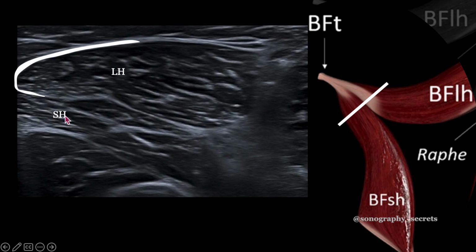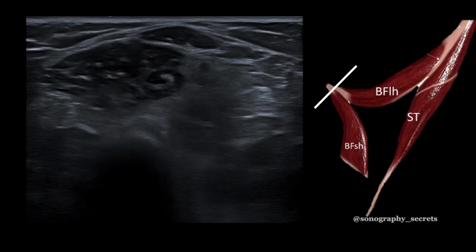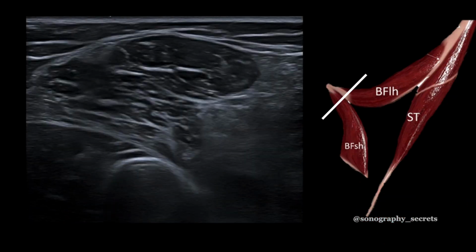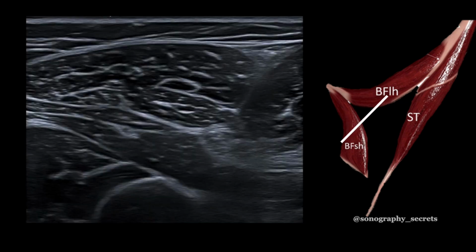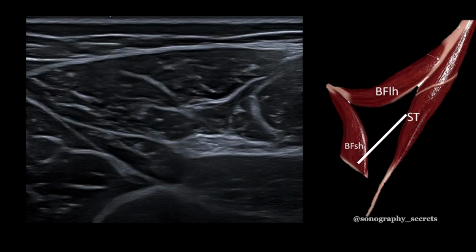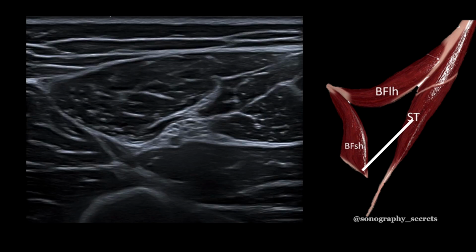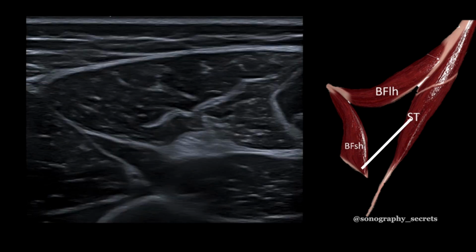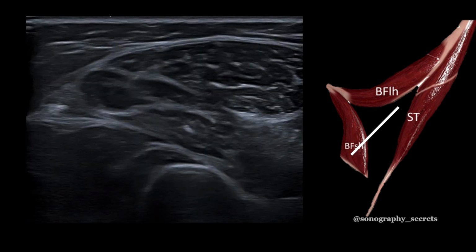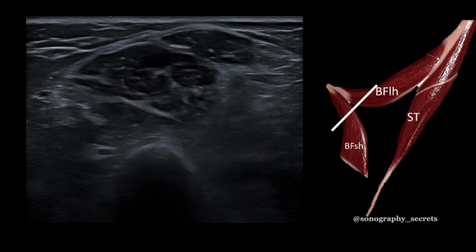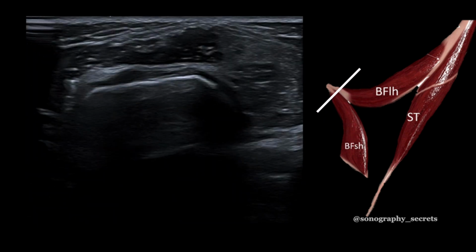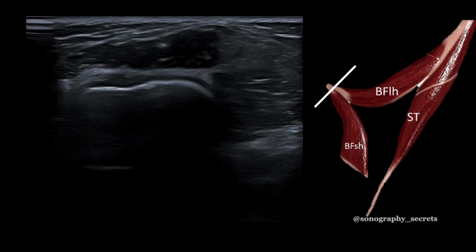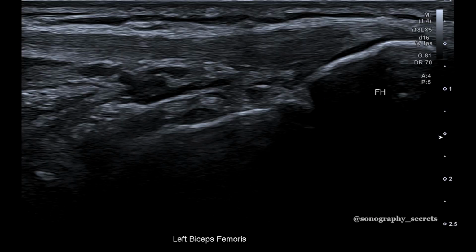Now, short head doesn't go all the way to the ischial tuberosity. It will insert onto the linea aspera of the femur. So as we scan up, we can see short head and long head. Short head will insert onto the linea aspera of the femur at this point, and then I'll scan back down. But again, as I'm making this assessment, my eyes are on the T-junction. I'm looking at that tendon and that muscle tendon unit of the distal biceps femoris.